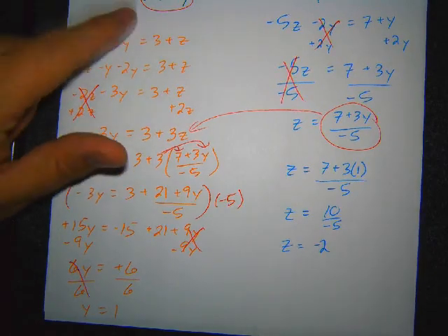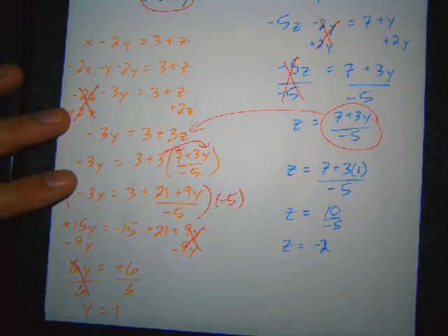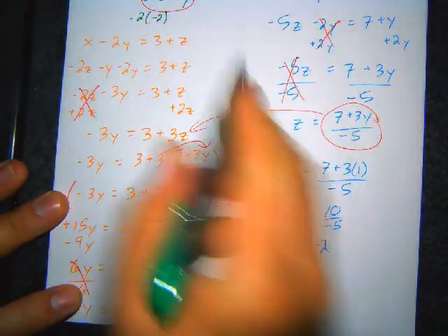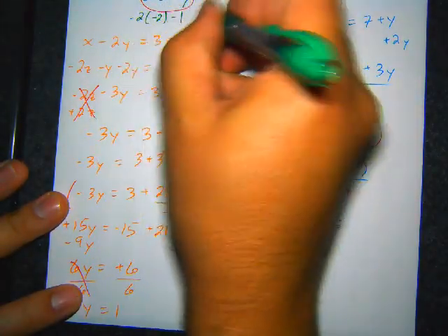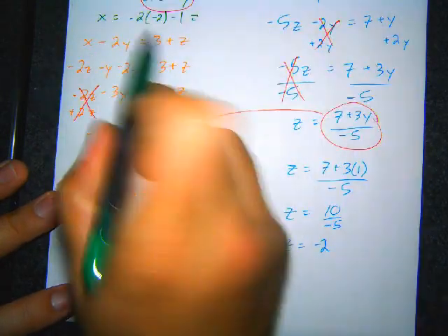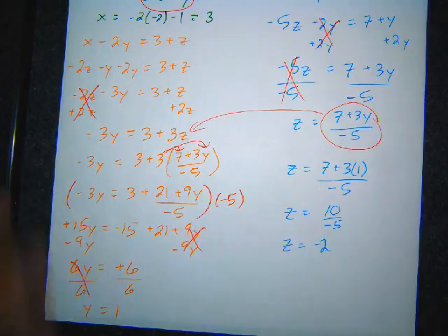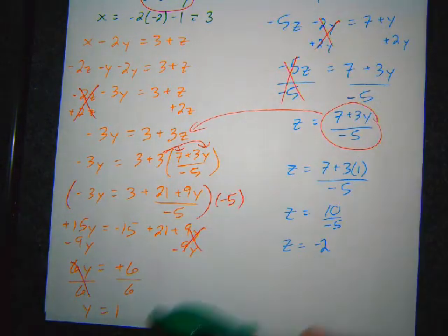The last thing, we're going to go back up to this first one. We're going to figure out what that is. Well, if we know z is negative 2, so negative 2 times 2, and y is 1 minus 1, we can find out what x is. Negative 2 times negative 2 is positive 4, minus 1 is 3. So now we know x, we know y, we know z.